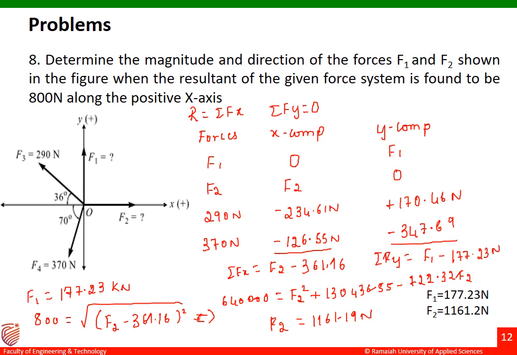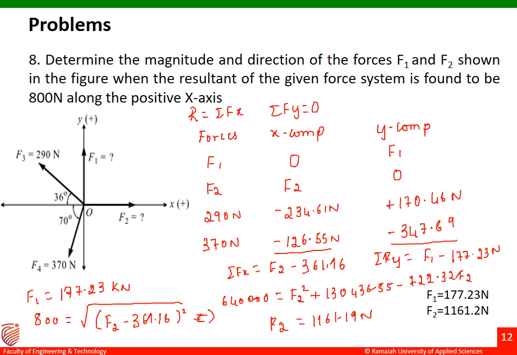So here in this question, F1 and F2 are unknown. F1 is acting exactly along the vertical axis and F2 is acting exactly along the horizontal axis. So the angle made by F1 with respect to the horizontal is 90 degrees and the angle made by F2 with respect to the horizontal is 0 degrees. So we have to prepare the table like this: the first column would be forces, the second column the x component and the third column the y component. First we find summation Fx and then summation Fy.